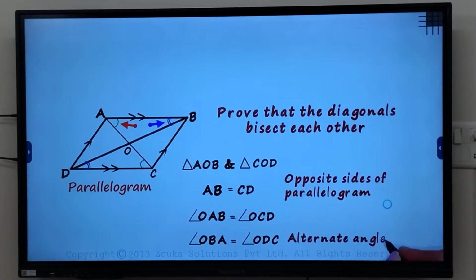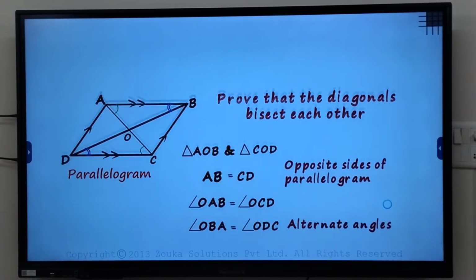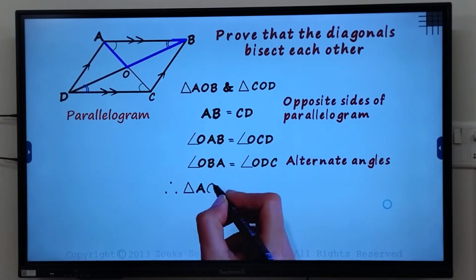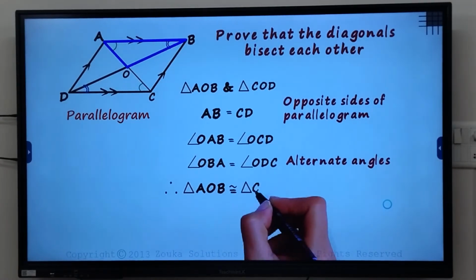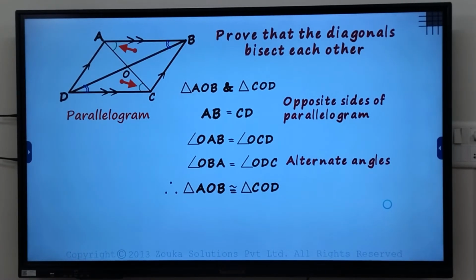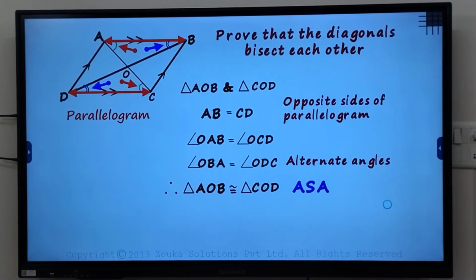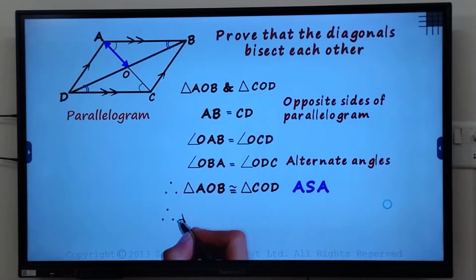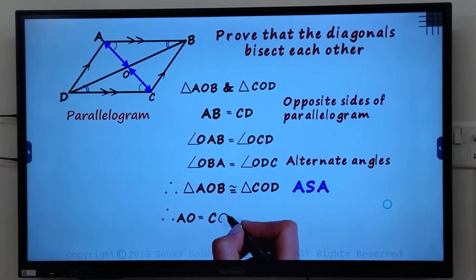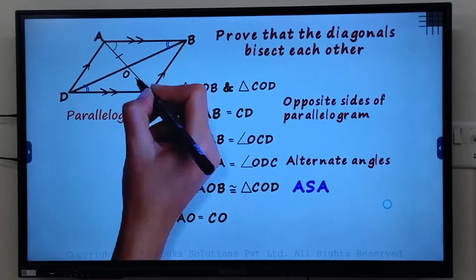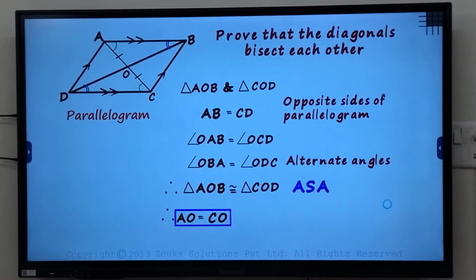We have just proved two angles at an included side of a triangle equal to the corresponding two angles at an included side of another triangle. So triangle AOB is congruent to triangle COD by the angle side angle or ASA congruence condition. Therefore, side AO is equal to side CO. This side equals this side. They are corresponding sides of congruent triangles.